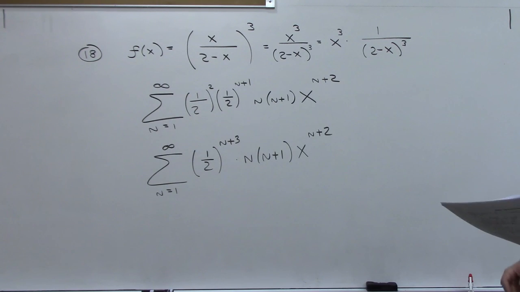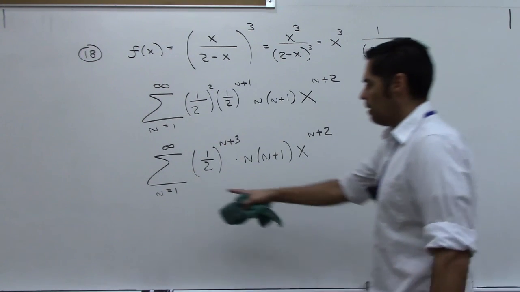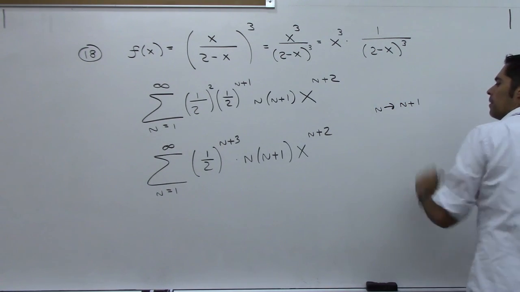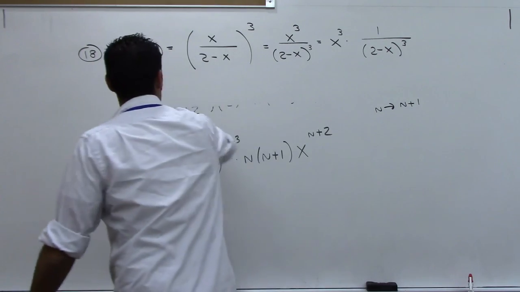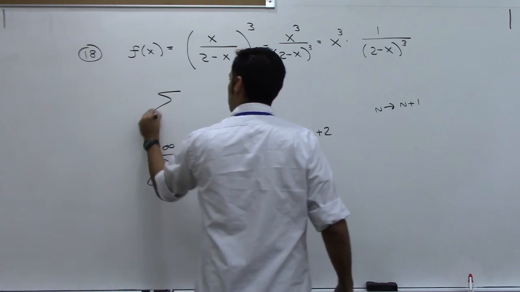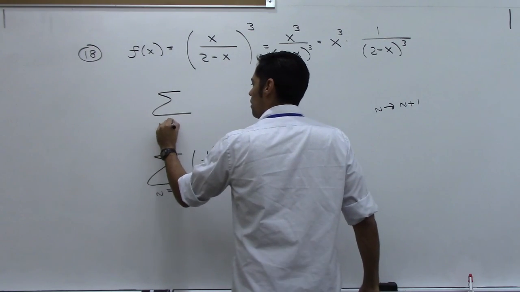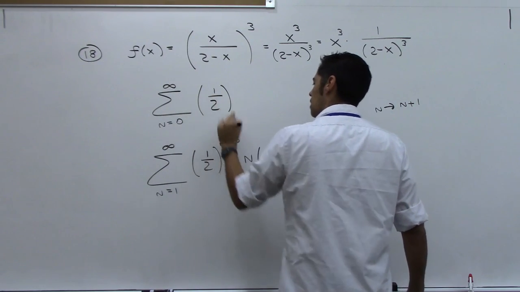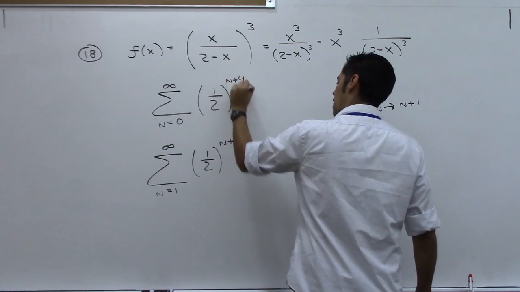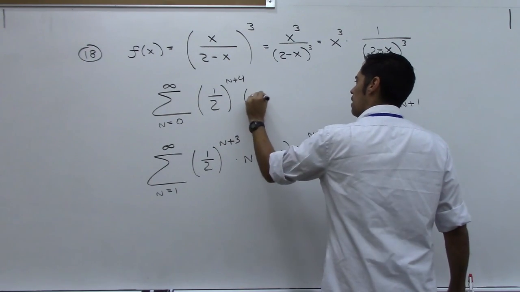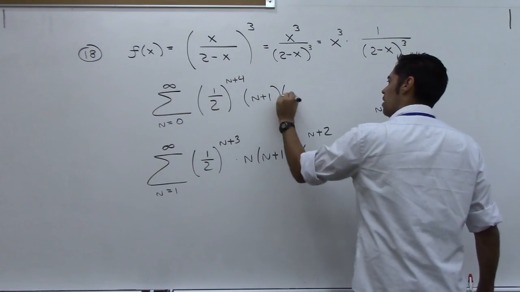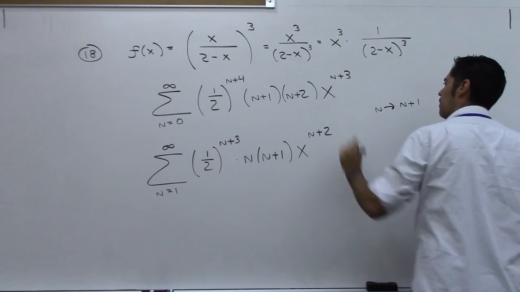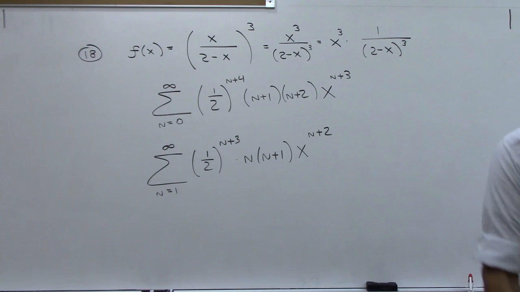They took their index back to 0. So if I'm going to match the book, I'm going to have to let n turn into n plus 1 and then rewrite it. So let's do that. So this sum, if that's n plus 1, and do the little subtraction, n is 0. Everything's replaced with n plus 1. 1/2, that's n plus 1, so it's n plus 4. And then this is n plus 1 is n plus 2. And then this is n plus 1 plus 2, which is x to the n plus 3. And that should match what they have.